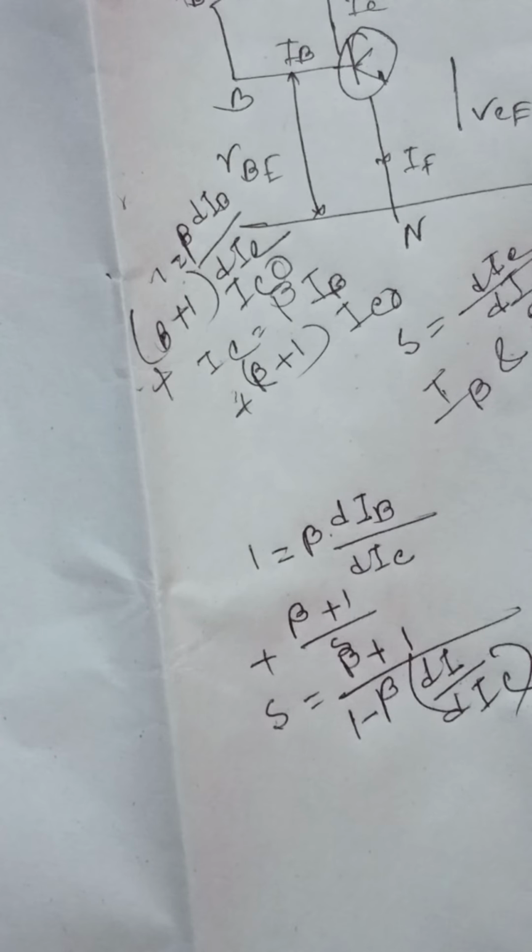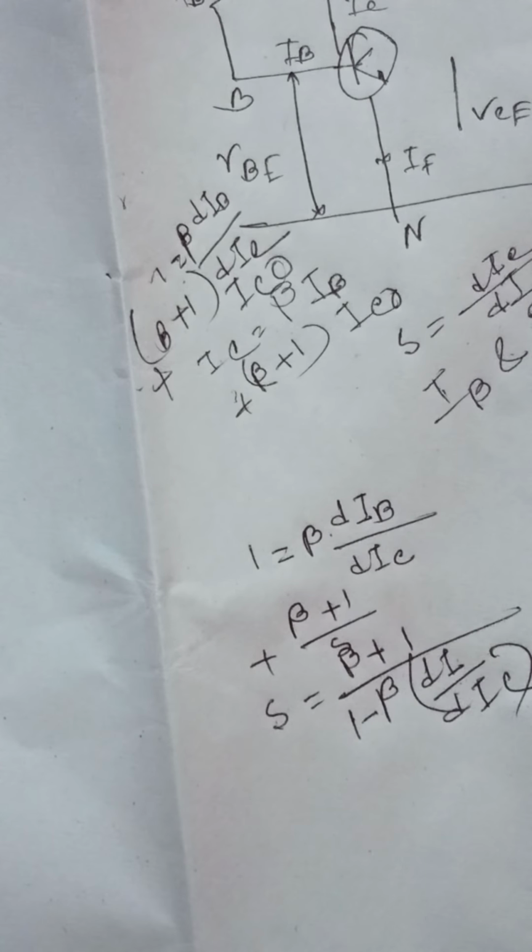In a biasing circuit, it should ensure proper zero signal collector current, and it should ensure that the collector emitter voltage does not fall below 0.5 volt for a germanium transistor and 1 volt for a silicon transistor at any instant. And it should ensure the stabilization of the operating point.